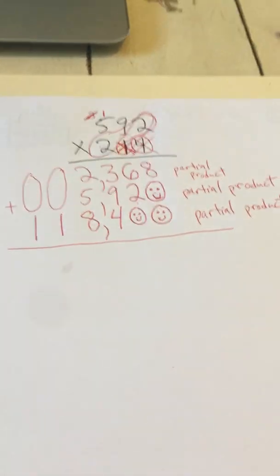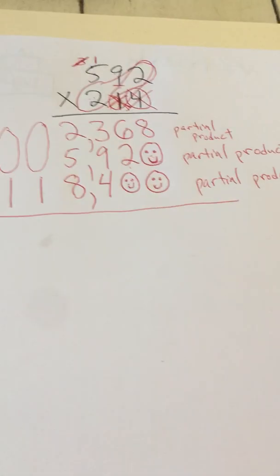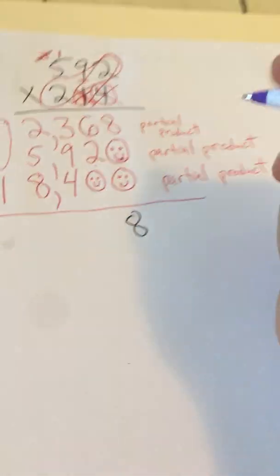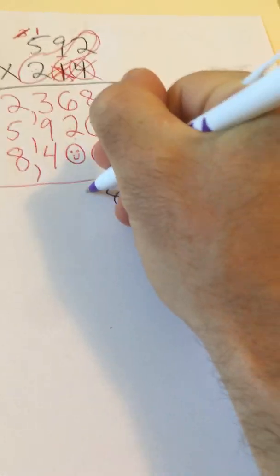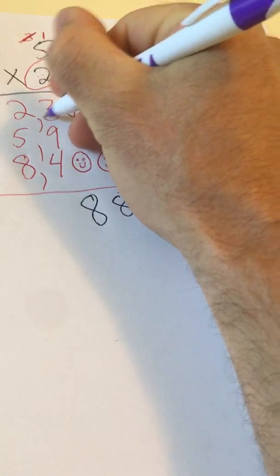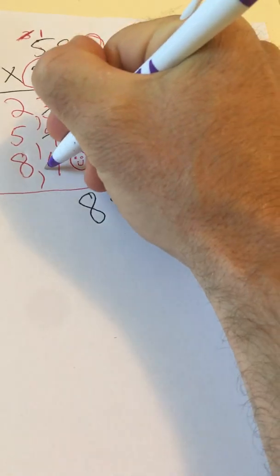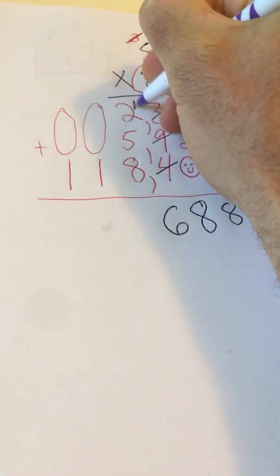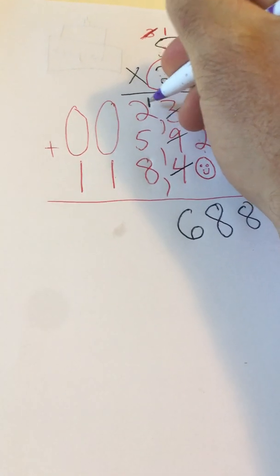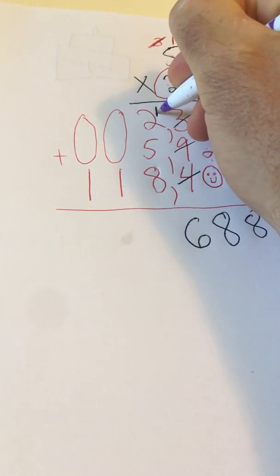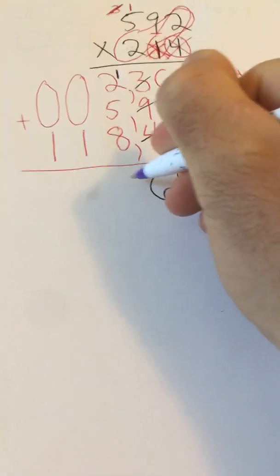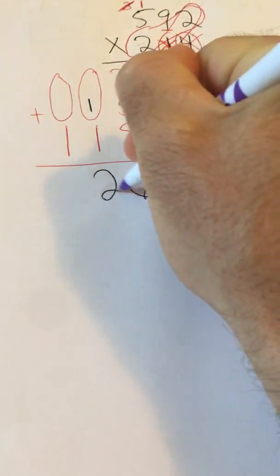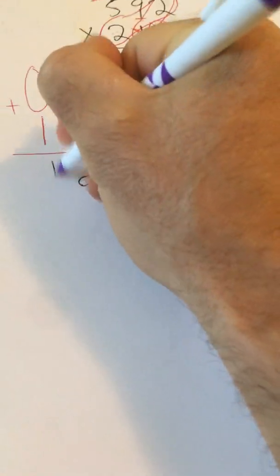It should be 118,400. Now we add up the 3 partial products. 8 plus 0 plus 0 is 8 ones. 6 plus 2 plus 0 is 8 tens. 3 plus 9 is 12. Plus 4 is 16. Write the 6. Carry the 1. Be very careful that you're going to the next place value over. 2 plus 1 is 3, plus 5 is 8, plus 8 is 16. Carry the 1. 1 plus 1 is 2. And then 1 plus nothing is 1.